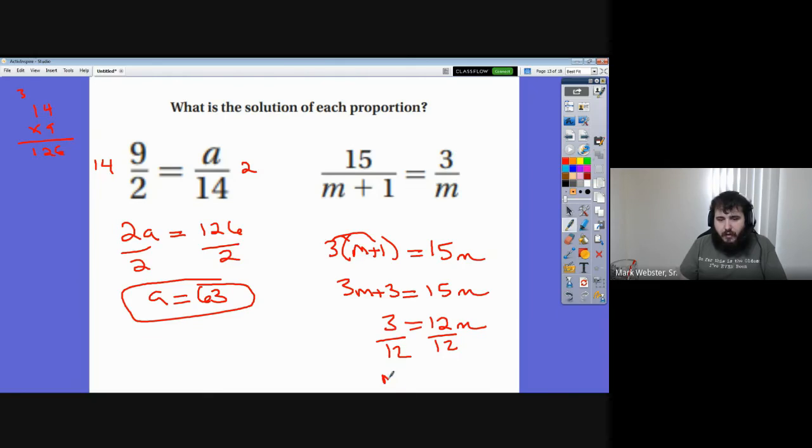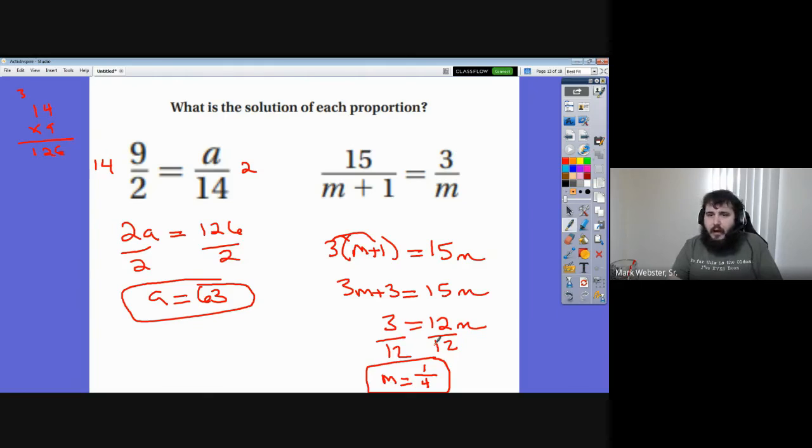We end up with m equals 3 over 12. Divide the top and the bottom by 3. 3 divided by 3 is 1. 12 divided by 3 is 4. So we get our answer of 1 over 4. Okay.